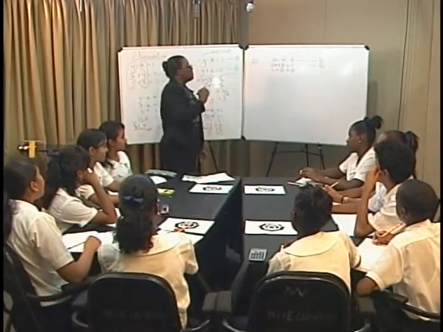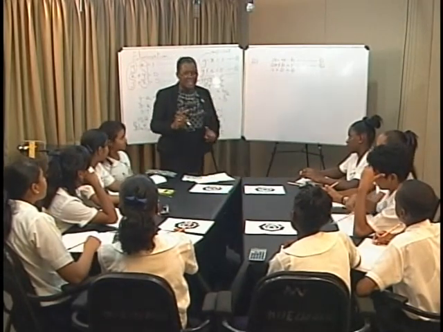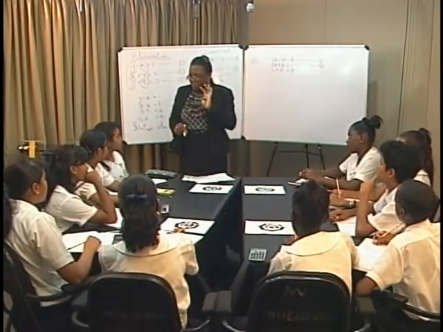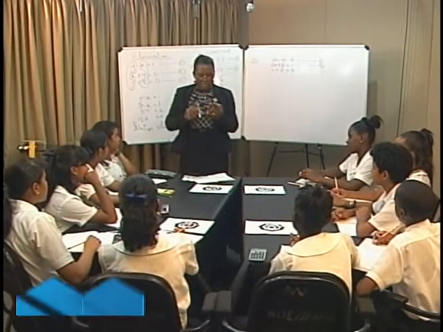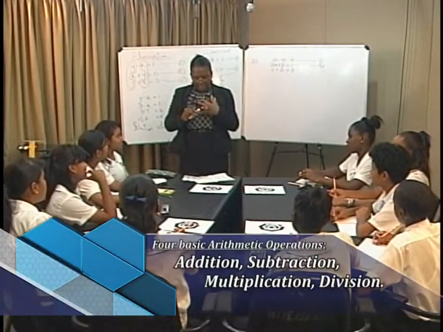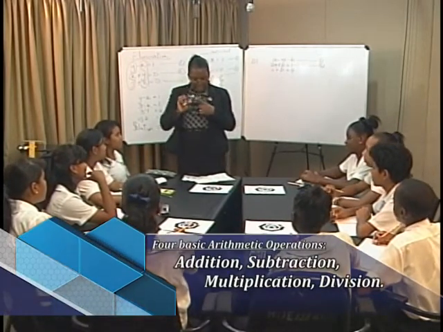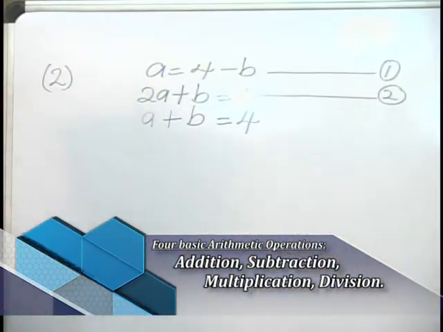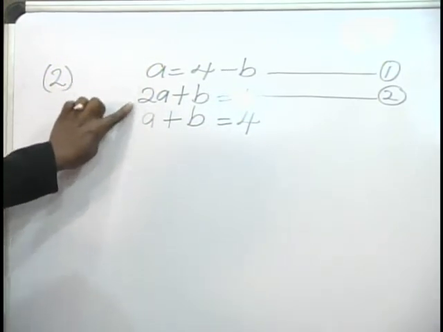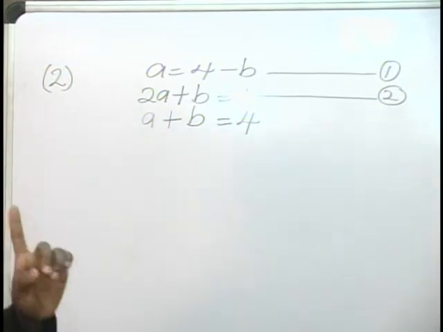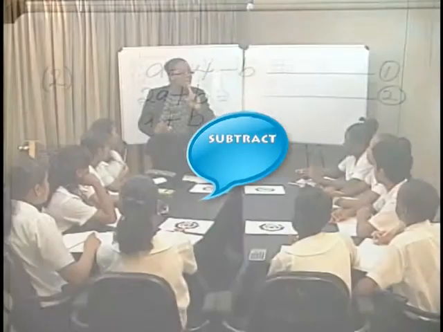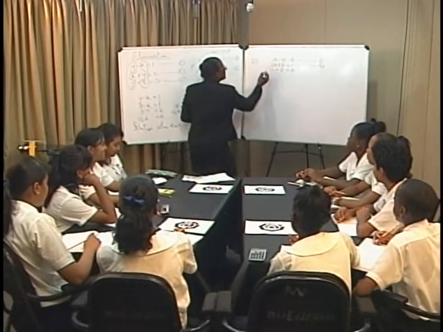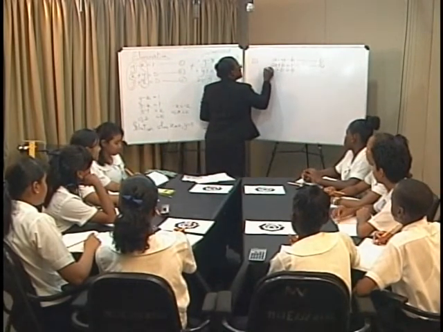Elimination. Yes, you're eliminating. But then we have 4 basic operations that we use. We call them the 4 basic arithmetic operations. Addition, subtraction, multiplication, and division. Good. So to eliminate this B, which one of the 4 should we perform on those 2 equations to eliminate the B? We should subtract. Good. So we're going to take away.